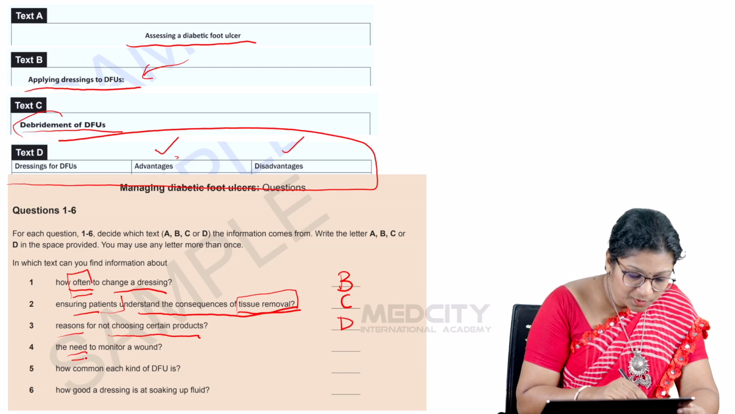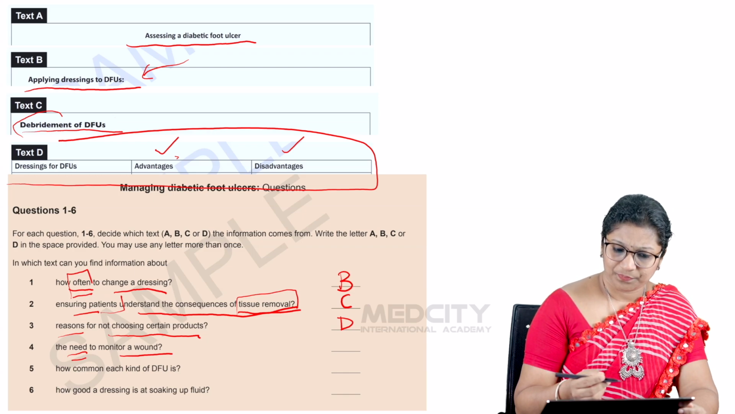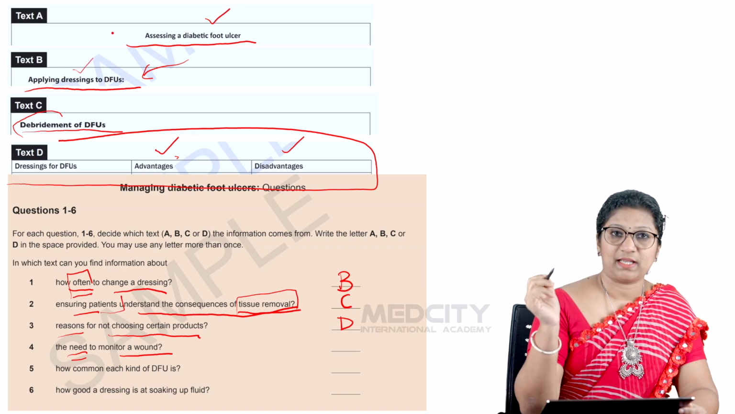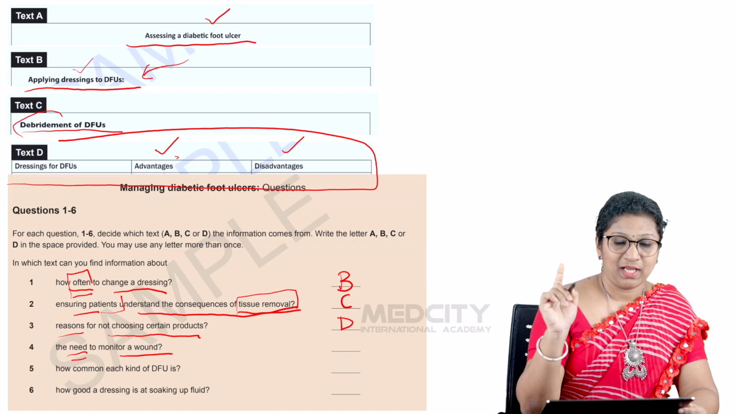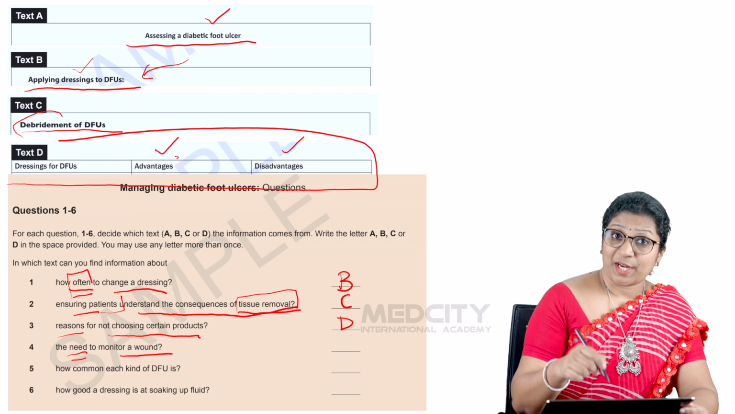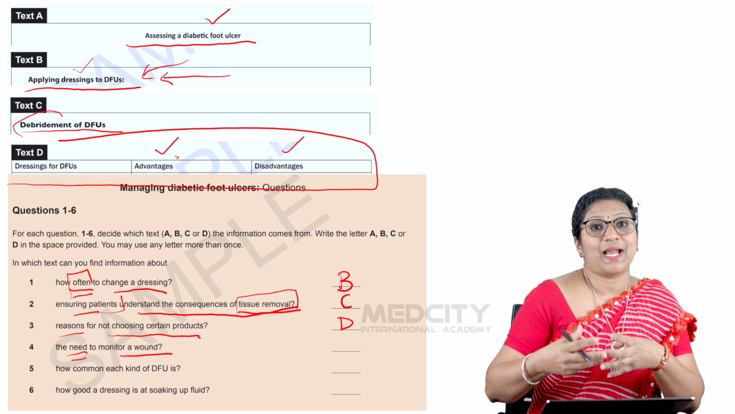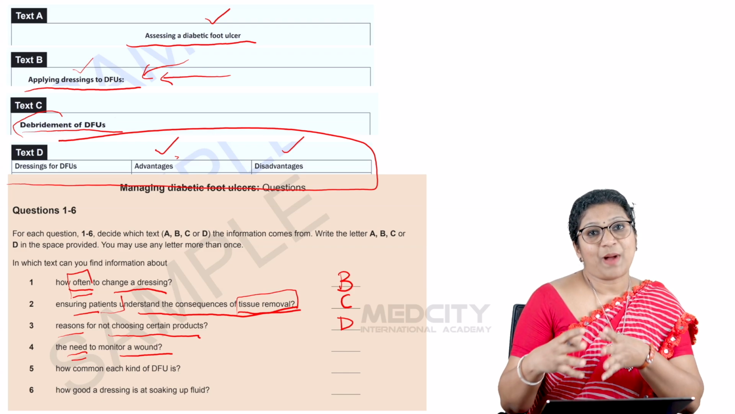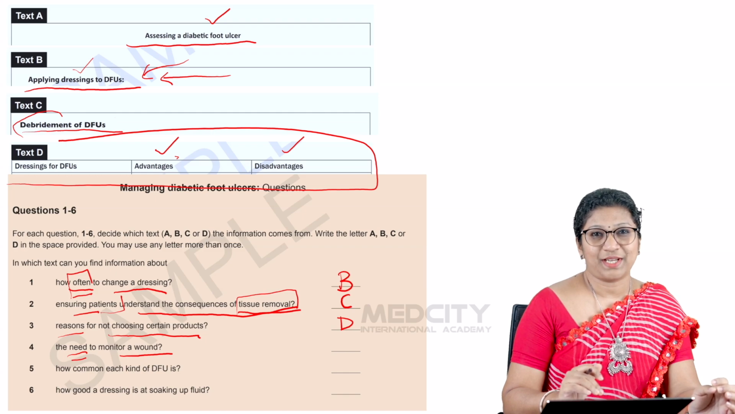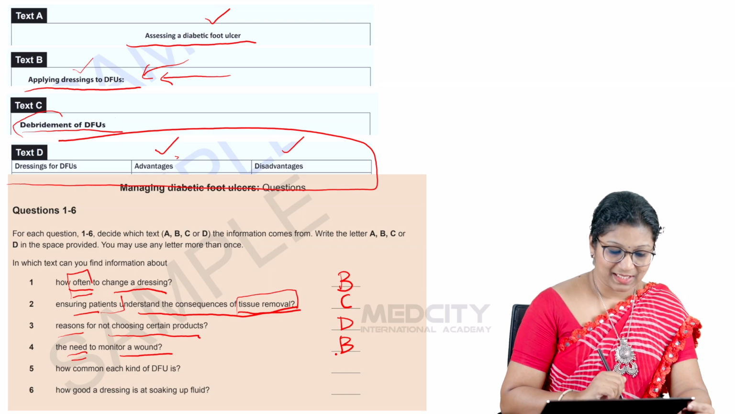The need to monitor a wound. Monitor wound. Would it be during assessing or applying dressing? Now here we might have a small confusion, but when it says monitoring a wound, why should we monitor? Most likely when connected to dressing. That is, when you're applying the dressing, depending on how bad the wound is, it requires monitoring or you don't have to monitor, right? So the possibility is high from text B. So let's fill it in as text B.